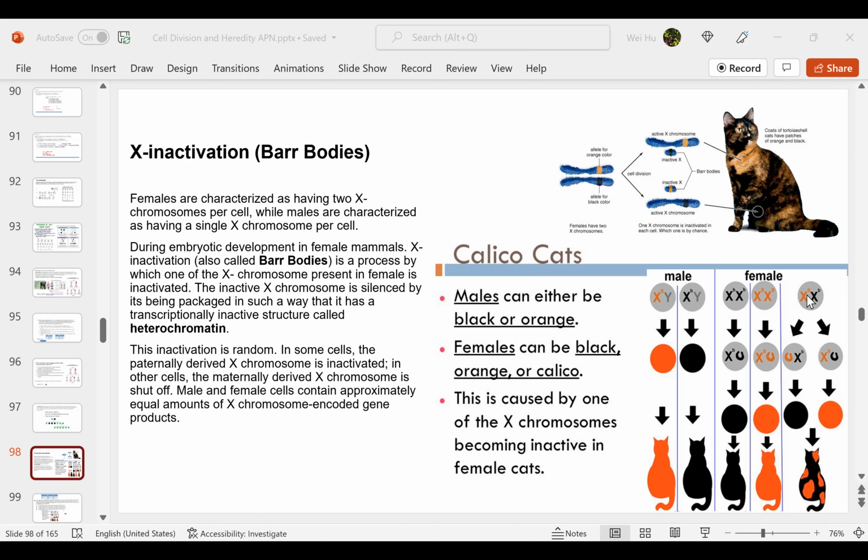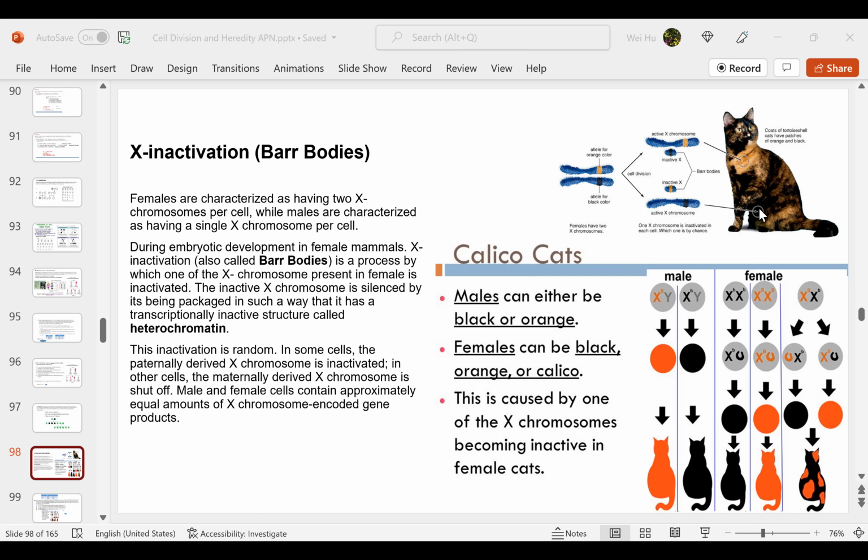Why? Because there is no Y on duty, so then the other one is dominant. This is random. Let's say this region and this region. In this region, you can see orange. This one is the orange X on duty, and the black one is taking a break. That's why it shows orange.